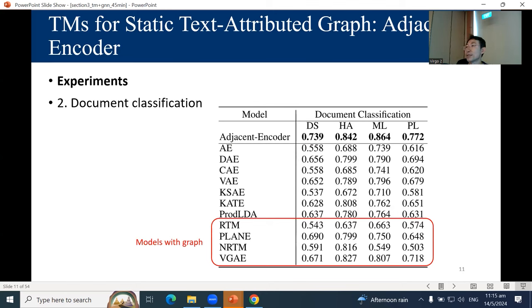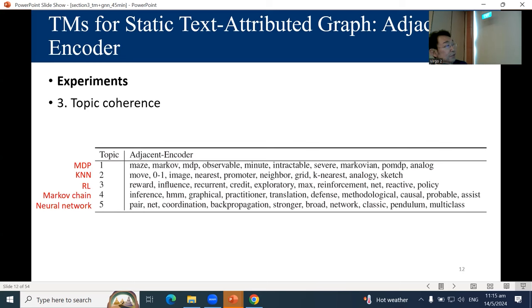These are very basic classifications, such as nearest neighbor classification, because the idea is not to over-rely on the classification algorithm, but more on the quality of the features that we extract. Okay, so these are some examples of topic coherence. In topic one, you get words such as Markov, MDP, Markov decision processes, observable states, and so on. Or you get another one, topic two, with different things like k-nearest, neighbor, grid, and so on. The idea here is that every topic tends to group together words that co-occur with one another, so they incorporate the notion that they are related, like a concept.